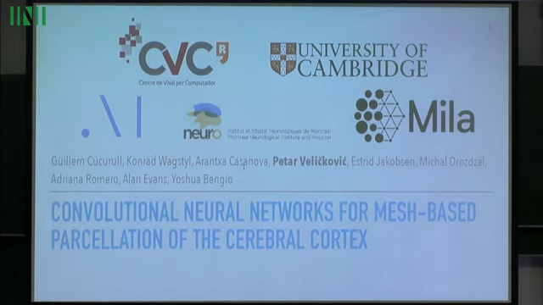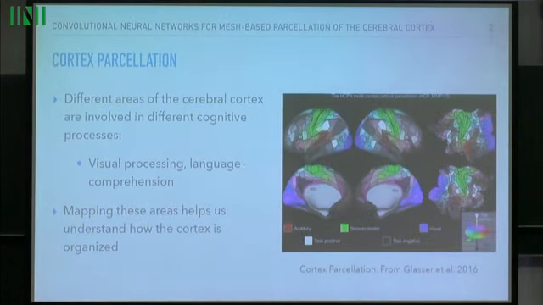And we have done a project that involves deploying the latest advances in graph convolutional networks to segmenting brain meshes. The task that we're looking at is cortex parcellation, i.e. partitioning different parts of the cortex into functional regions. We want to do this because different areas of the cerebral cortex are involved in different cognitive processes, such as visual, language, comprehension, and properly mapping them will help us understand how the cortex is organized.